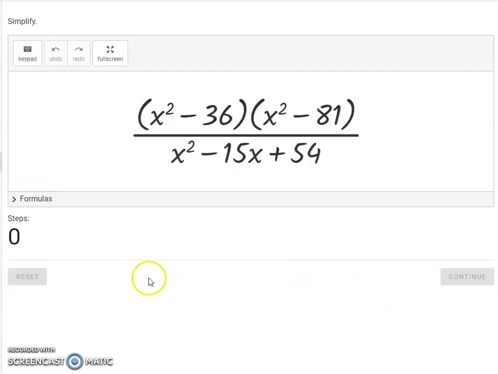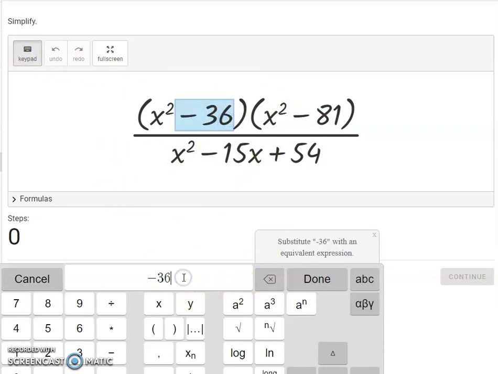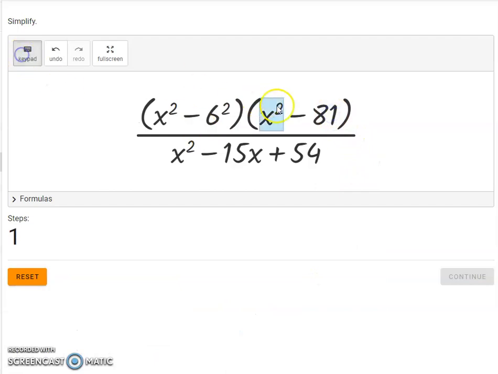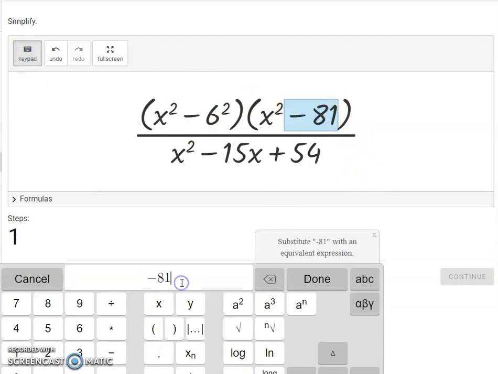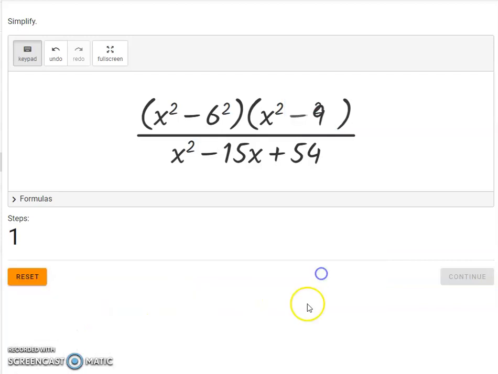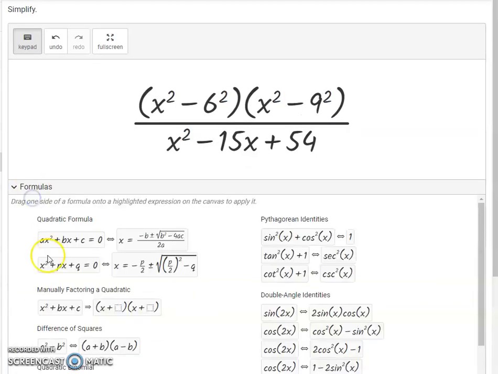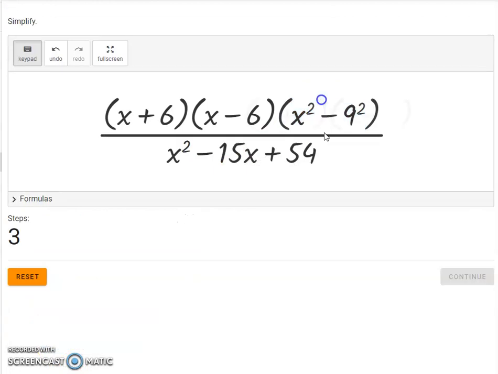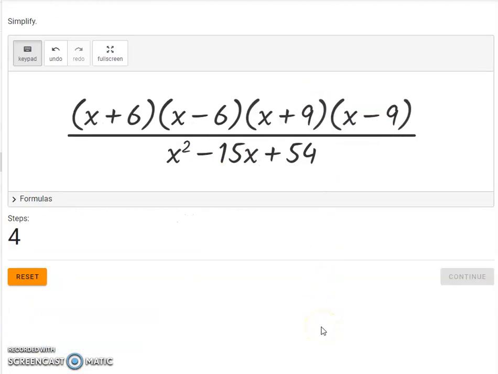Problem 6, we got two conjugates, so again, using the keyboard function, we're going to change the 36 to 6 squared, and the 81 to 9 squared. Using the difference of squares, we can factor those into their conjugates.